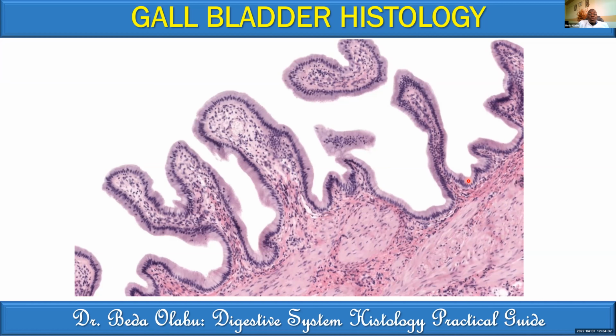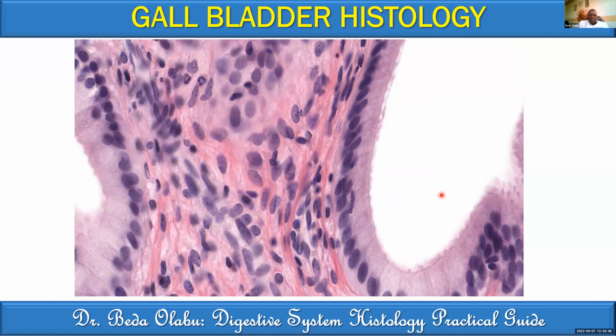The importance of the folds is also to increase the surface area for absorption of substances. The gallbladder concentrates bile. We can see the lining of the epithelium is simple columnar epithelium in that particular image. This high magnification revealed that the epithelium actually has microvilli on its surface. You can see that thing that looks like a brush border. That is microvilli. So it's lined by a simple columnar epithelium with microvilli. That is an absorptive epithelium.